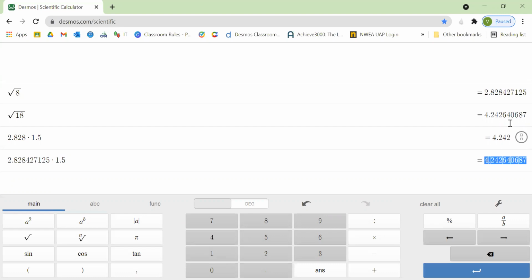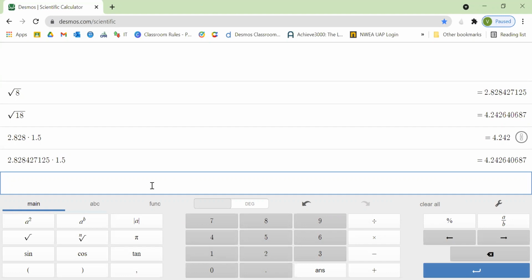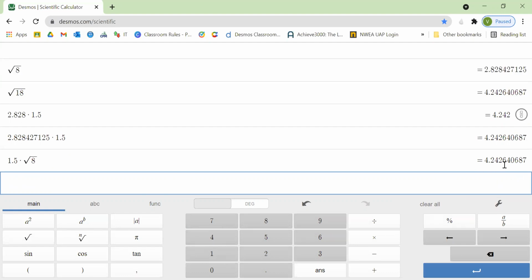See how I'm highlighting this answer and this answer? They are the same. Or we could also do 1.5 times the square root of 8. That gives us the same answer, 4.242640687. Okay, but you get the point. They are the same.